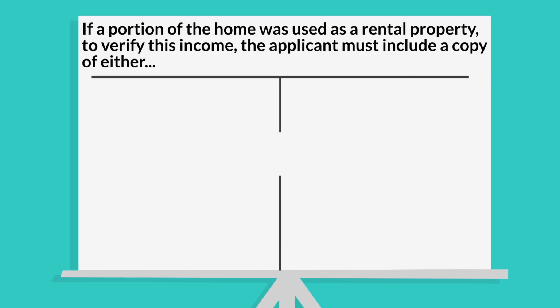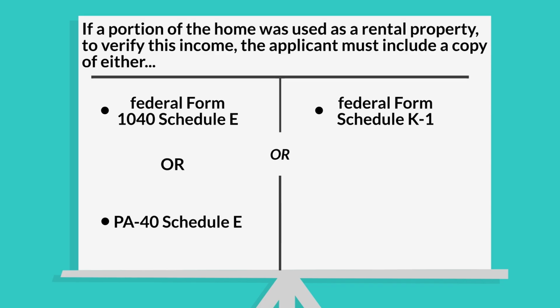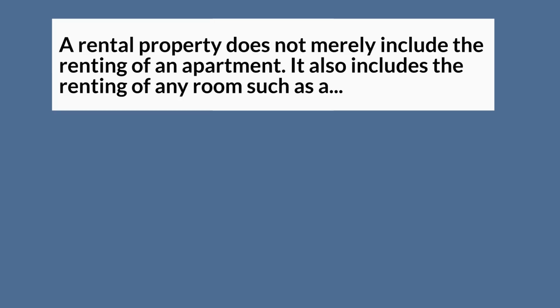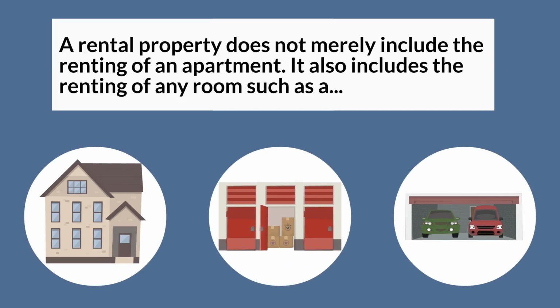If a portion of the home was used as a rental property, to verify this income, the applicant must include copies of either a Federal Form 1040 Schedule E or a PA-40 Schedule E, or a Federal Form Schedule K-1, a PA-RK-1, or a PA-NRK-1. A rental property does not merely include the renting of an apartment. It also includes the renting of any room, such as a boarding house, storage area, or garage.